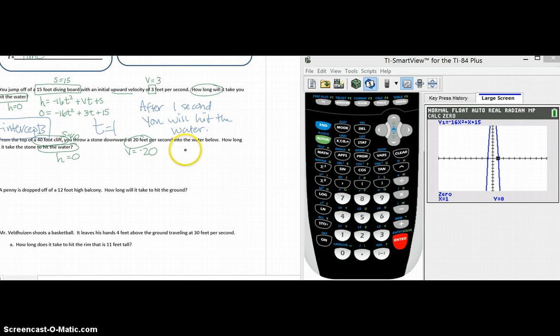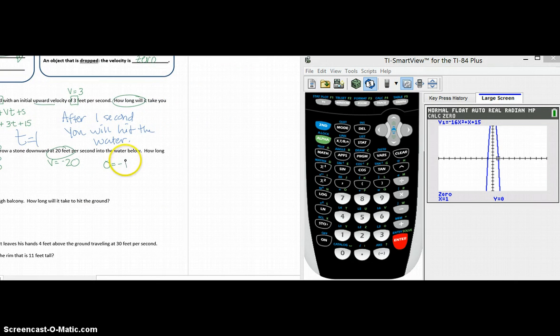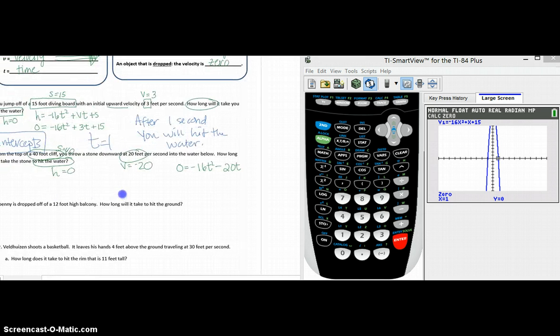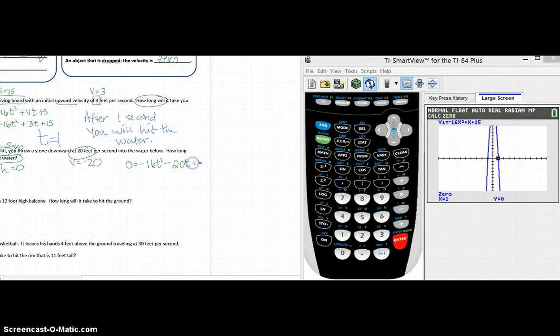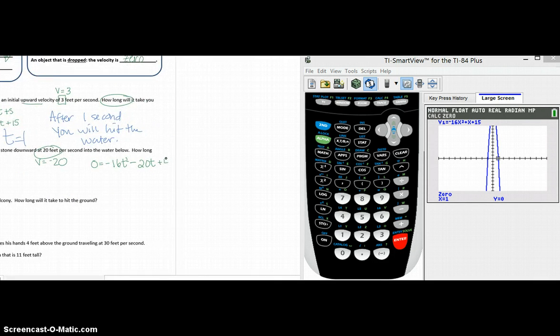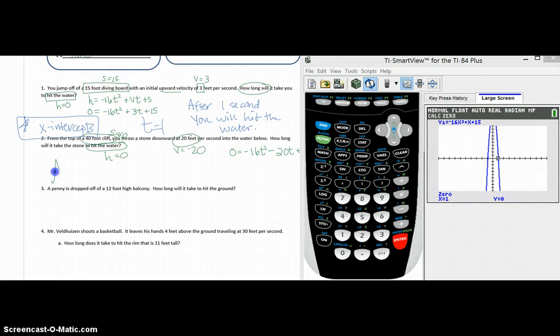So if we plug in h is 0, negative 16t squared minus 20t, because your velocity is negative, and your starting height was 40, so plus 40. Okay, so you will now want to type this into your y equals and look for the x-intercept. For this particular problem, you are going to need to zoom out. Otherwise, you won't be able to find the positive x-intercept. But I do want you to try this for tomorrow.